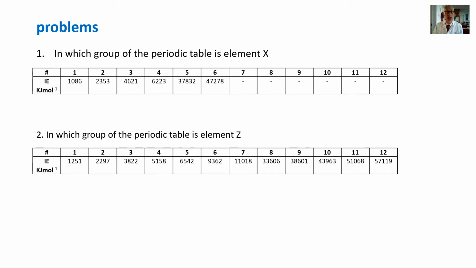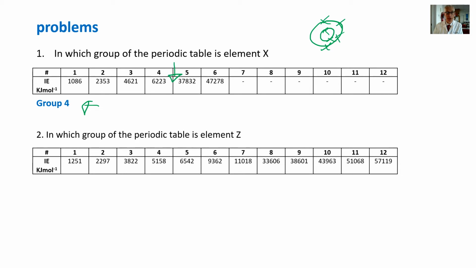So here is the answer to number 1. It is group 4. The reason being that 1,000, 2,000, 4.5, 6, there's a big jump here. So having removed 4 electrons, there's a big jump to remove the 5th. So we've got 4 electrons in the outer shell, and then 2 more electrons inside. So we've got 4 electrons in the outer shell. That is group 4.